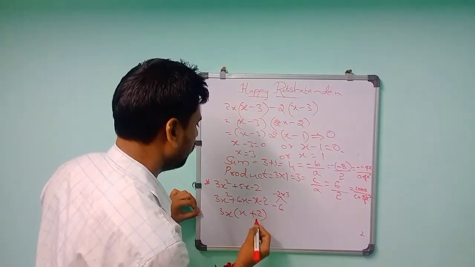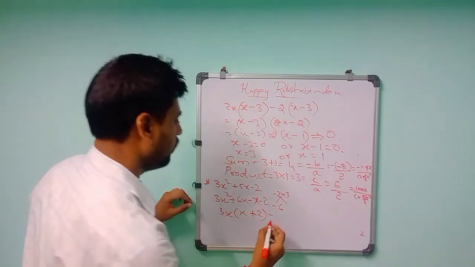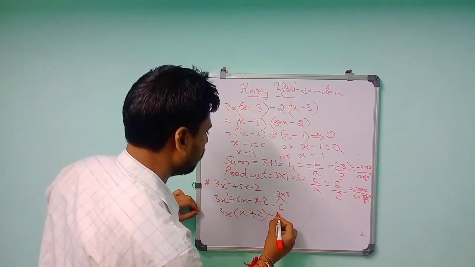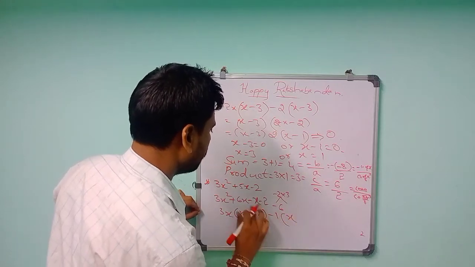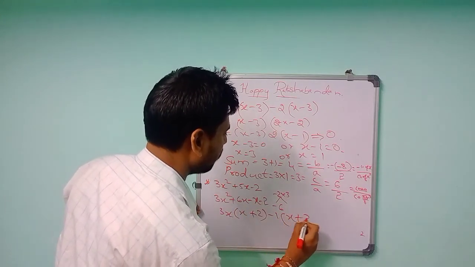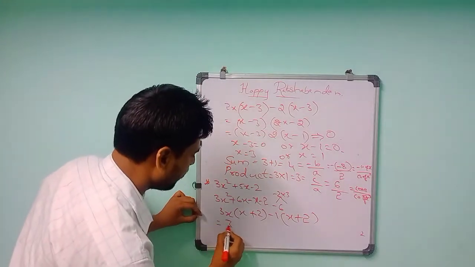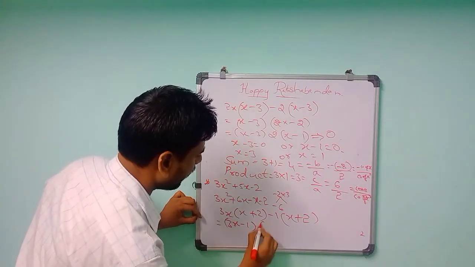It is remaining x plus 2, because 6 is there, you can take 2. Then minus x minus 2: if you take minus 1 common, x is there, and this minus will become plus, so x plus 2. The value will be 3x minus 1 and x plus 2.